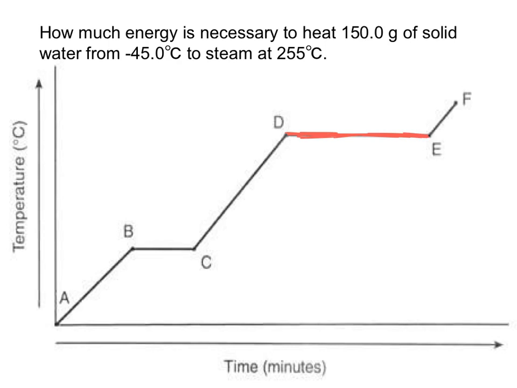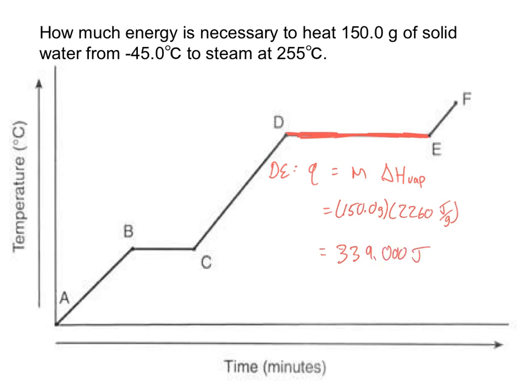Now that we are at 100 degrees C at the boiling point, along line DE in the curve, we are just changing phase from liquid over to a vapor, and so our Q is going to be equal to our mass times our delta H of vaporization. So a mass of 150.0 grams times the delta H of vaporization of water of 2260 joules per gram for 339,000 joules in order to vaporize this sample of water.